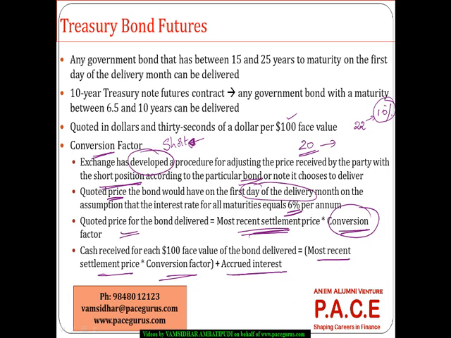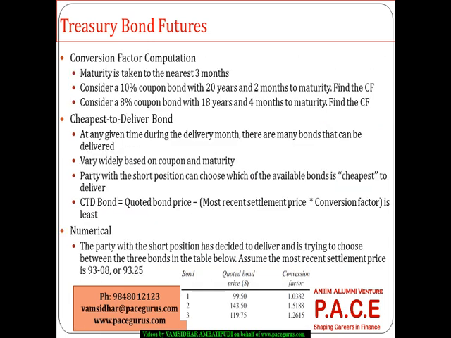That would be the actual cash that would be received for every $100 face value of the bond that is delivered. A numerical can simplify the overall understanding of this concept. Okay, let's look at this. Let's take the example of a conversion factor computation.